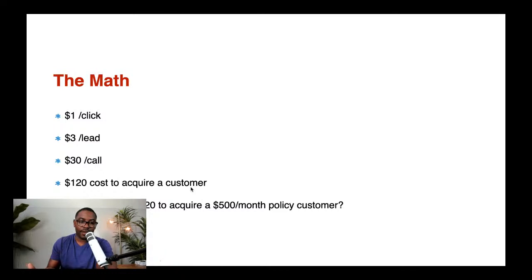So let's do the math. $1 per click, $3 per lead, $30 per call. Again, it's $120 CPA, which is the cost to acquire a customer, right? Because if you do not know the cost to acquire a client, you do not have a business, right? And most agents don't know their cost to acquire a client because they don't have a predictable and proven process to even measure those things.